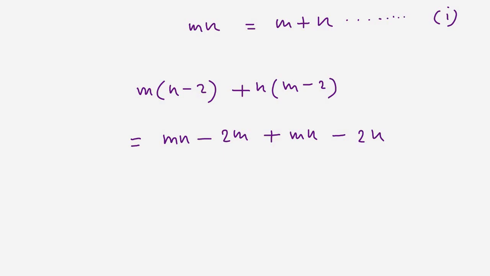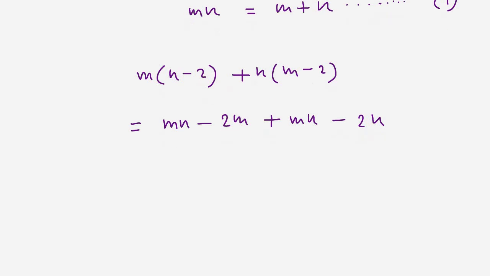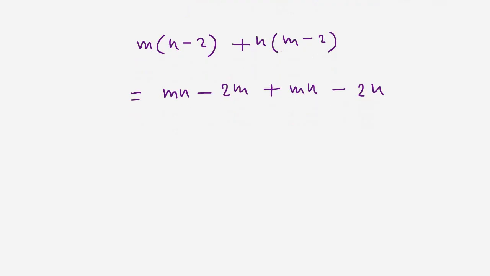But from equation 1 we know that mn equals m plus n. So we can put the value of mn here, and we can write mn is m plus n minus 2m. Again mn means m plus n minus 2n.